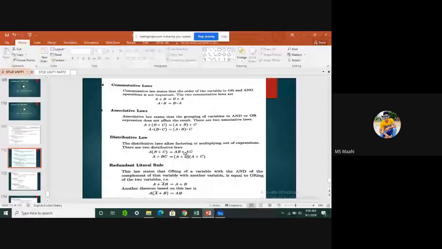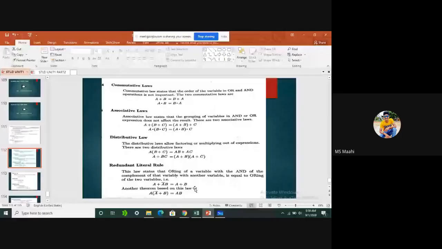Similarly, the redundant literal rule is there. In simplification of formulas we need to remember this one very carefully. A plus A bar into B is nothing but A plus B. Clear all of you? A plus A bar dot B is always equal to A plus B. So this is one law associated with Boolean laws.